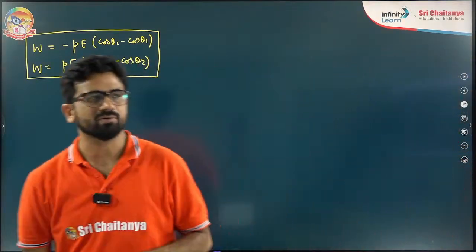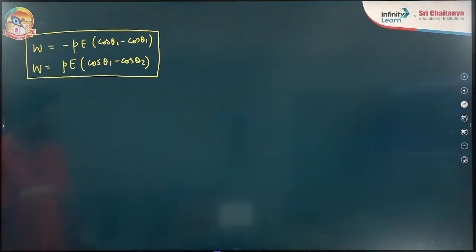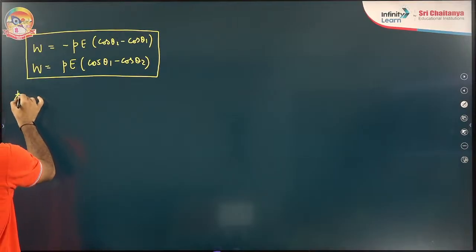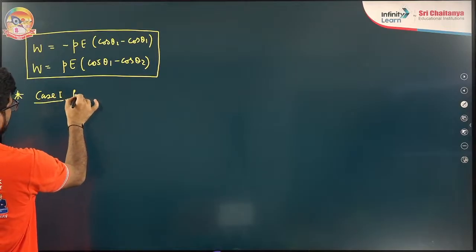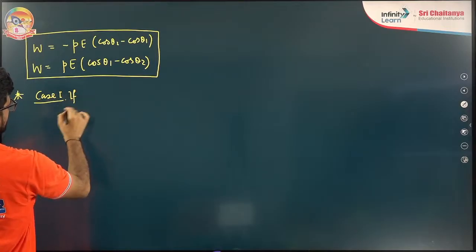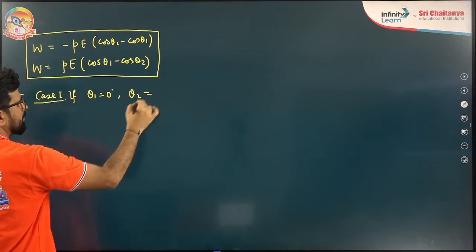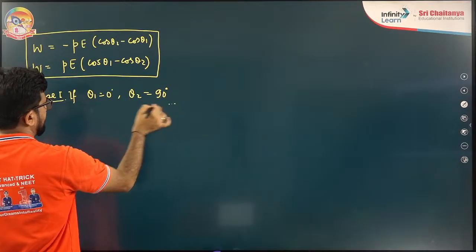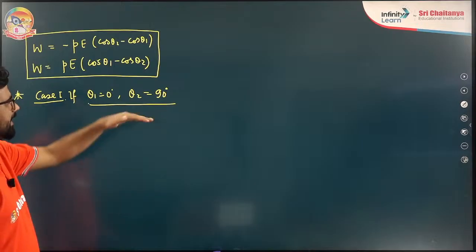I am taking a few cases also, very important cases in the PYQ questions. There are a lot of questions based upon this. Very simple case I am taking, try to understand it. Case 1. If theta 1 is equal to 0 degree and theta 2 is equal to 90 degree, that means 0 to 90 you are rotating the dipole.